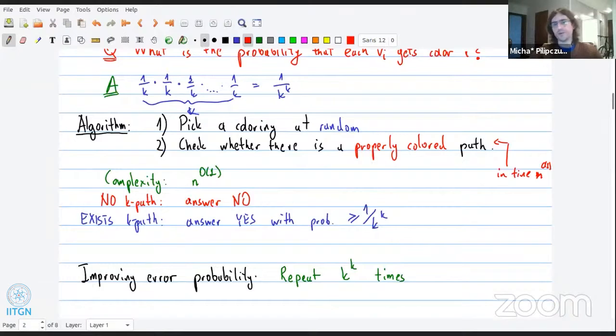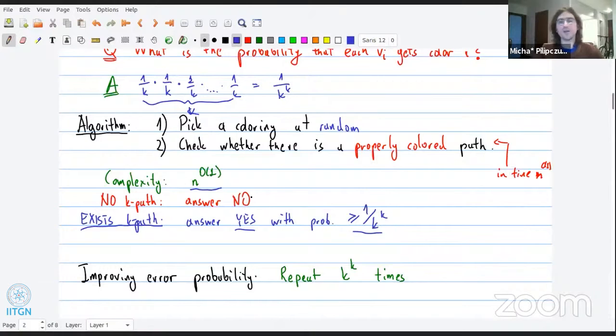If there is no k-path in my graph, then for sure the answer will be no, because if an algorithm finds a properly colored k-path, it is in fact a k-path in the original graph. However, the crucial point is that if there exists a k-path in the original graph, then this k-path will be colored properly with probability 1 over k to the power k, and my algorithm will be able to find it and answer yes, there is a k-path in my graph, with probability at least 1 over k to the power k, right? So we have a polynomial time algorithm for the k-path problem, which almost always answers no.